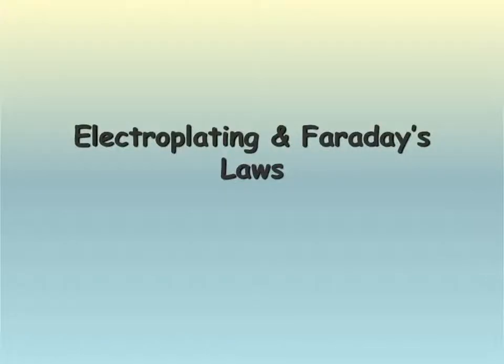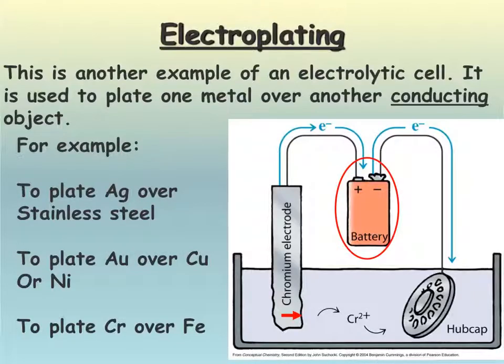All right, in this podcast, we're going to look at electroplating and Faraday's laws. Electroplating is just another example of an electrolytic cell. It's used to plate one metal over another conducting object, like silver over stainless steel, gold over copper or nickel, chromium over iron.